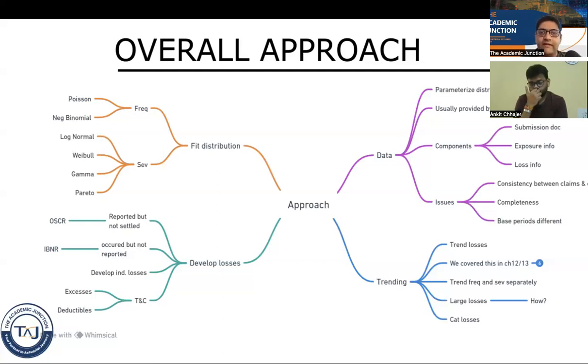So the next one is basically the components, right? When you go through the data provided, you'll also look at the components of the data that is there. Another aspect you'll have to start considering is, what data do you ask?